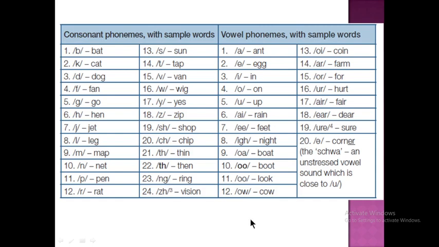The same is given here in a different way with different examples: b bat, k cat, d dog, f fan, g go, h hand, j jet, l like, m map, n nat, p pen, r rat, s person, t tap, v van, w wing, w wig, y yes, z zip, sh shop, ch chip, t tin, th then, ng ring, zh vision, and these are the vowels.